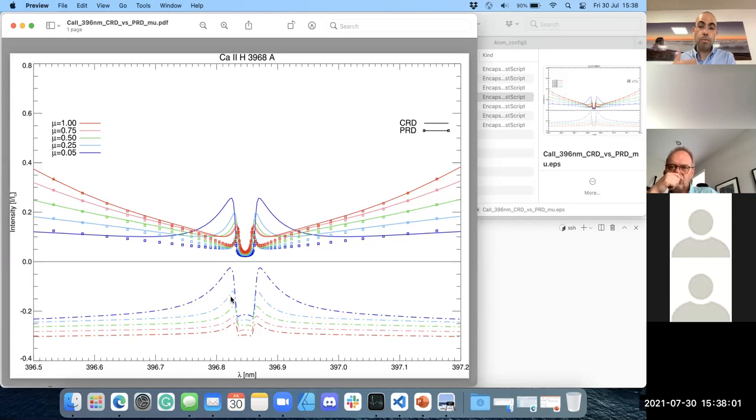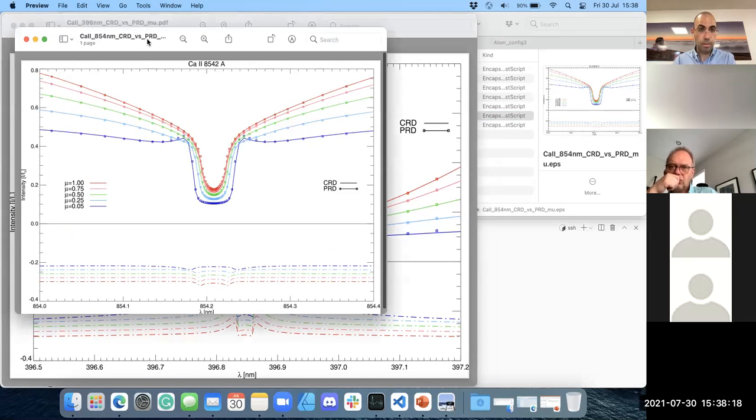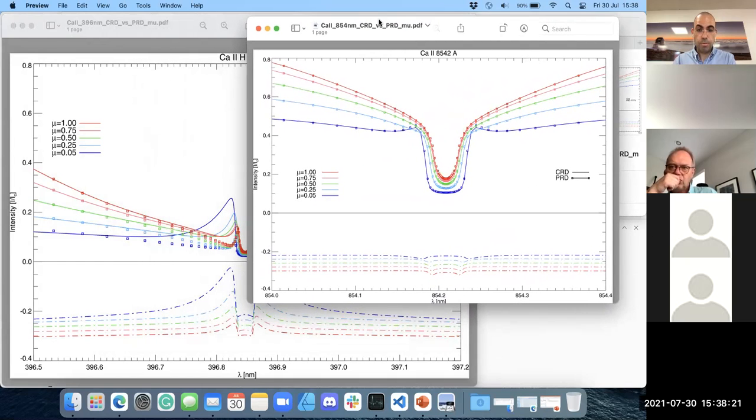So in other words, I would use this type of plot or this type of study to verify if the line of interest, the line that you want to study, is really sensitive to PRD or not. I don't know if it will be easy to see on the screen, but I will try to put one close to the other. You can see that the blue line and the red line are basically the same, while here the blue line is very large. Red was already large, but blue is larger. So you can say that in general, probably 8542 is not really sensitive to PRD, or at least not at the level of calcium H and K.